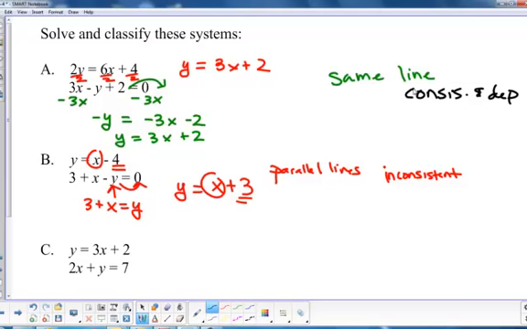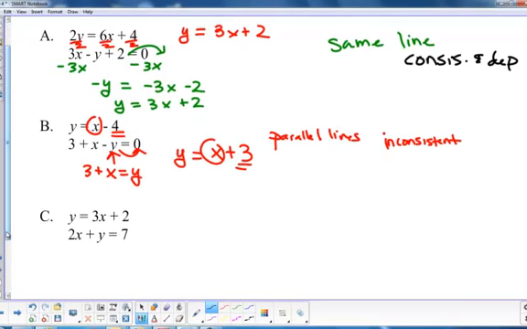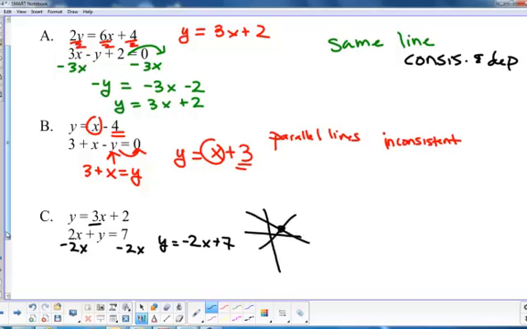And the last one, again, let's solve for y. So this is y equals negative 2x plus 7. This first one is 3x plus 2. These are two lines that are going to cross somewhere. So they are consistent because they have a solution. And independent because they only have one solution.